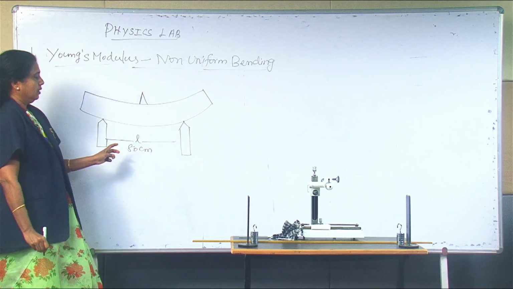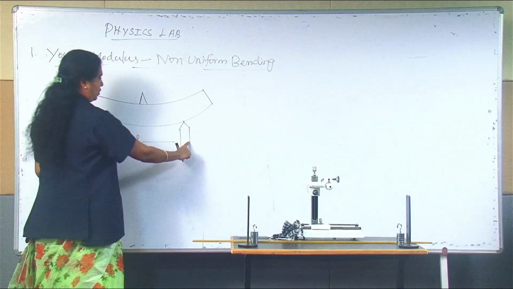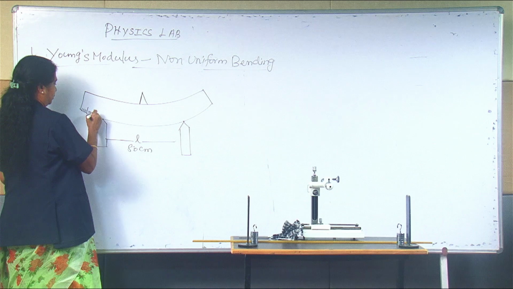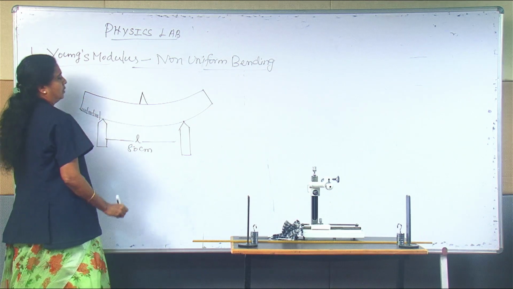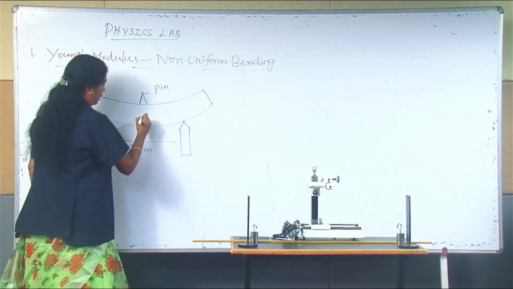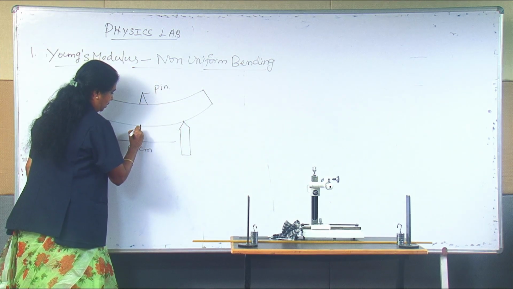This is the example. So these two are the knife edges, and this is the beam or scale. Okay. So this is the pin or needle, and you have to apply the load here.